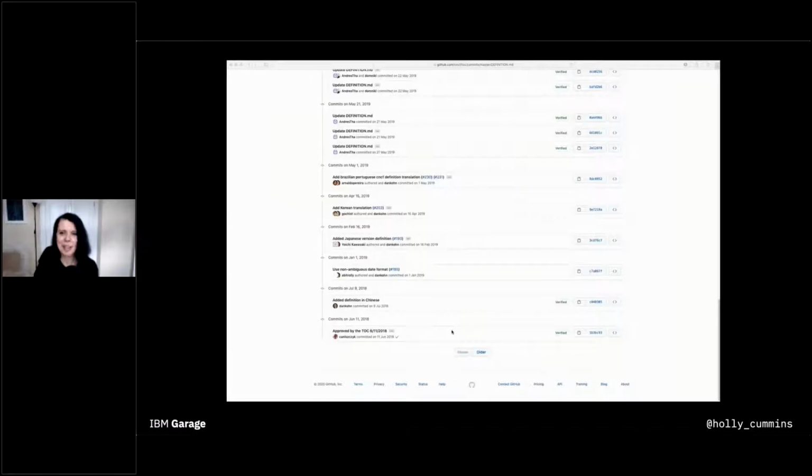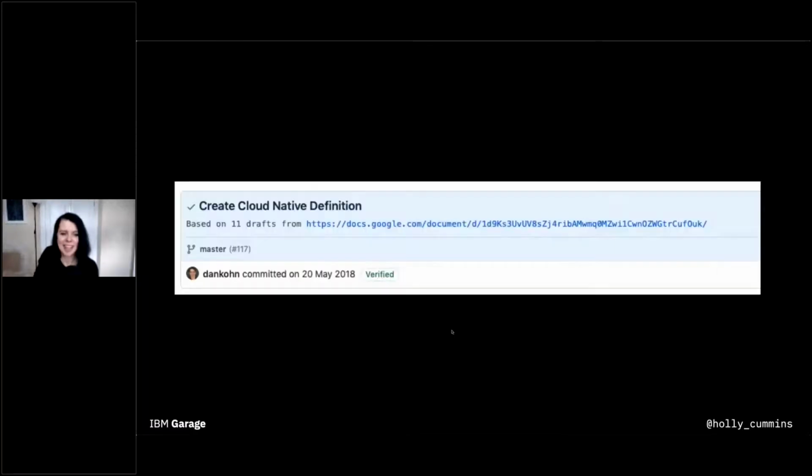And if you look at the original commit into GitHub, that came from a Google document, and there were 11 drafts of that Google document. So they spent a long time trying to figure out what the right definition of cloud native was.